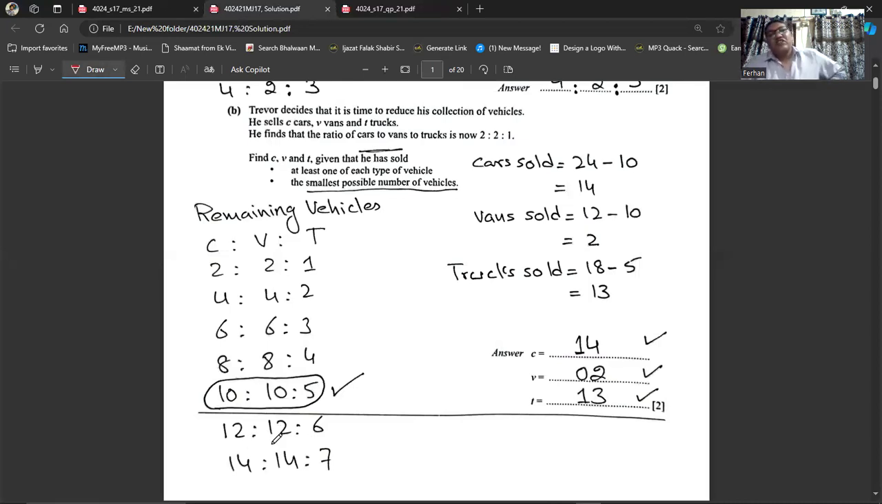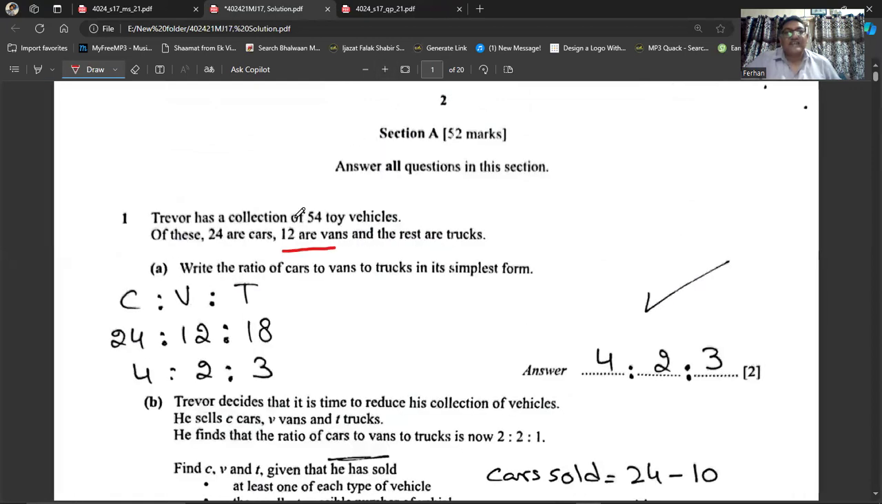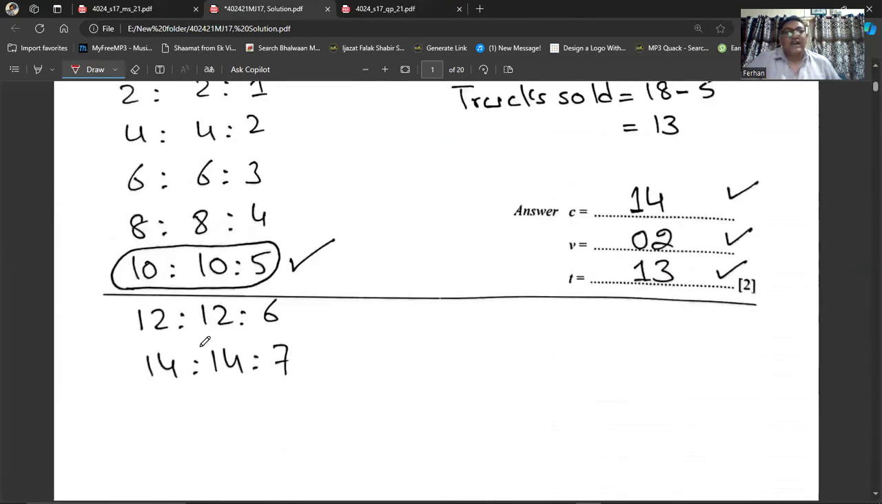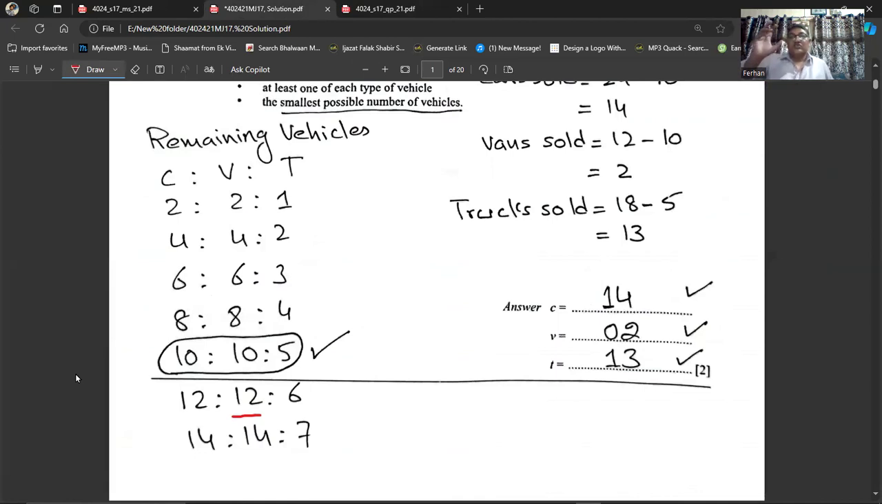then the vans will be 12 and the cars will be 12. This situation is not possible. Why? The reason is because the number of the vans are how much? 12. The number of vans are 12. So if the remaining vans are also 12, that means that he has not sold the van. So he said at least one from each type you have to sell. So this is not possible. And you have to sell the least possible number of cars.